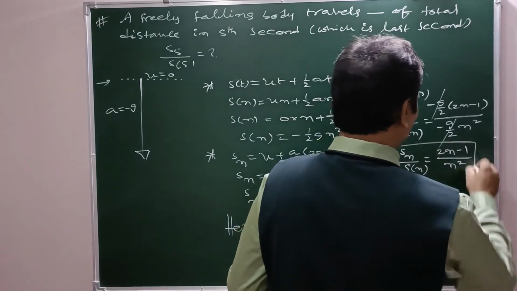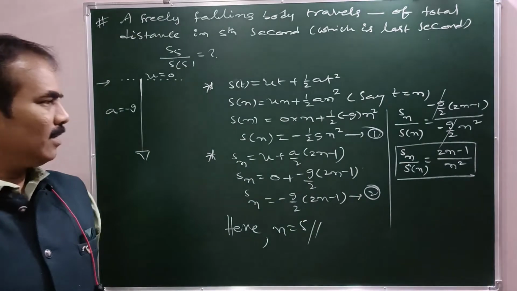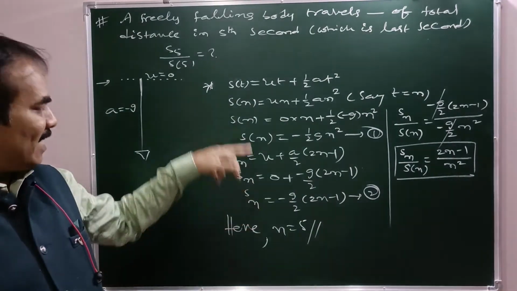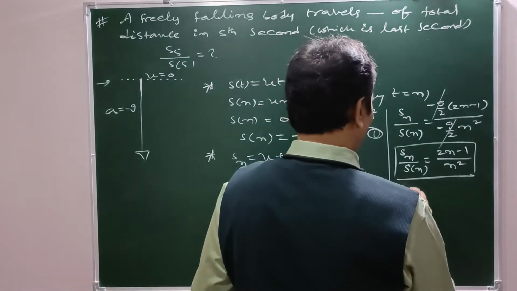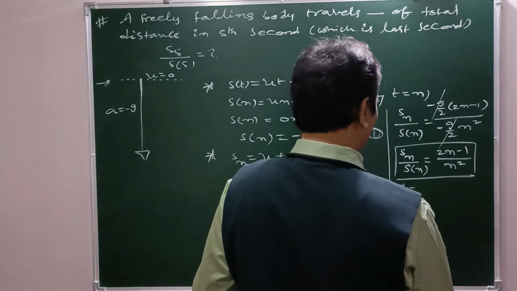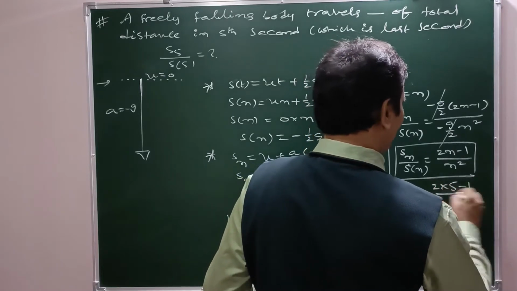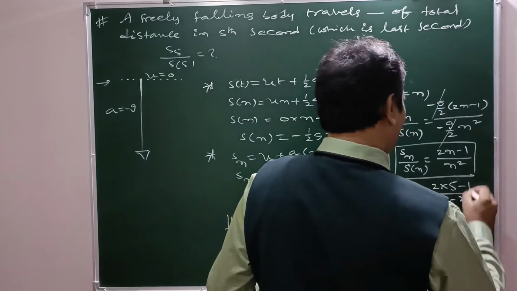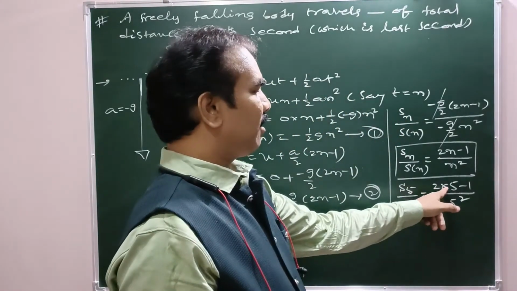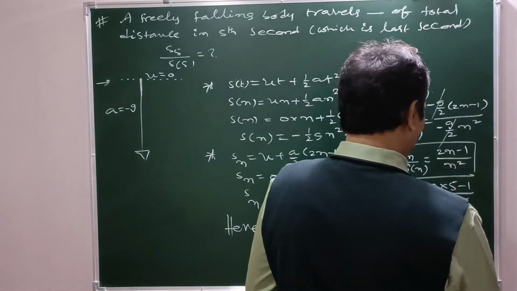This is the shortcut relation. S_n by S of n equal to (2n minus 1) by n square. Now n is replaced by 5, that is S_5 by S of 5 equal to (2 into 5 minus 1) by 5 square. Alright, 2 fives are 10, 10 minus 1 is 9. 9 by 25, as 5 square means 25.